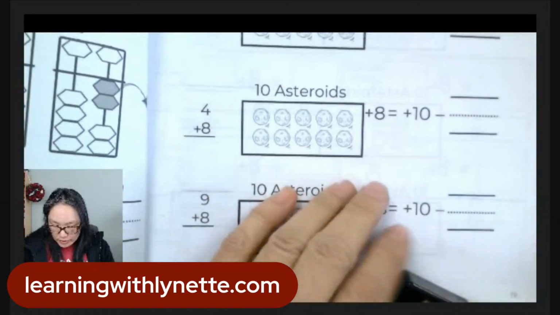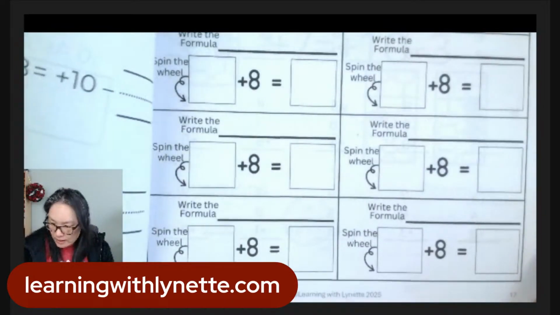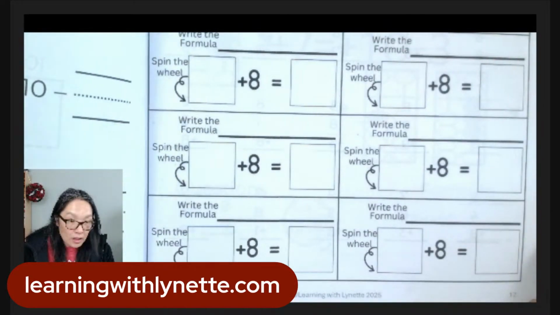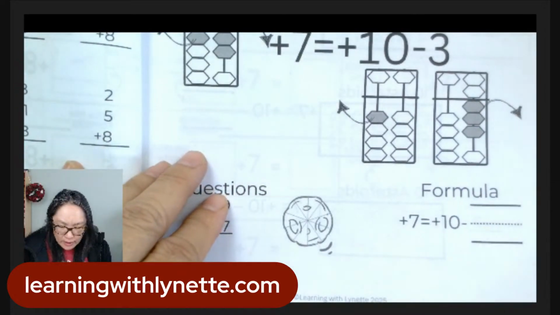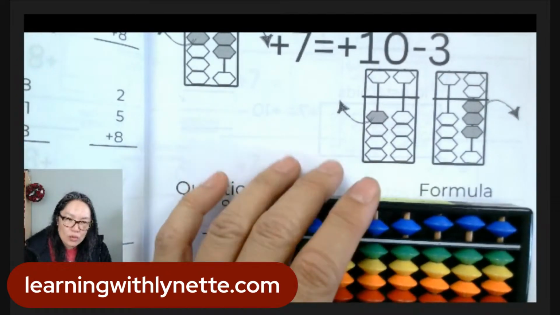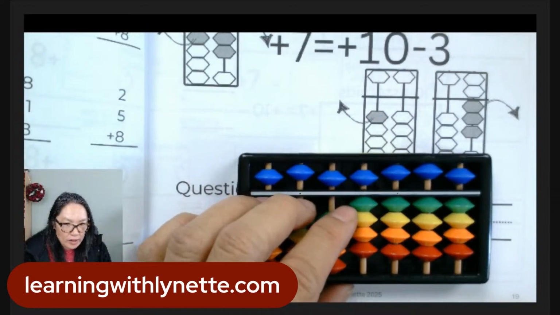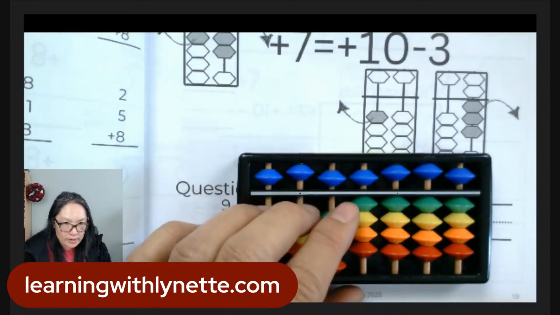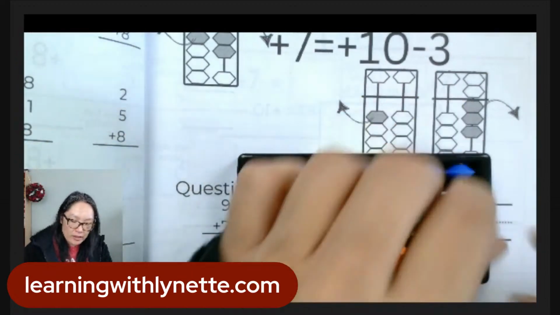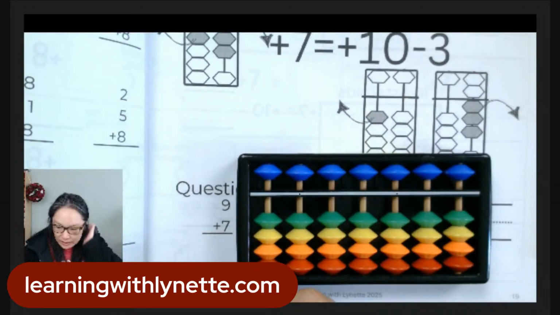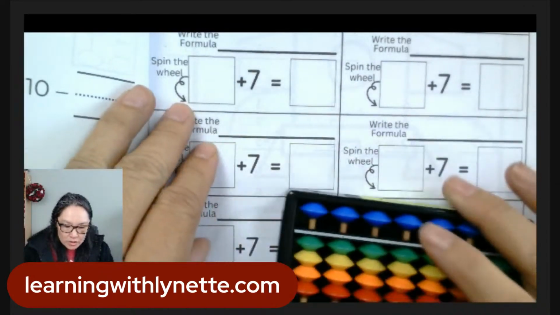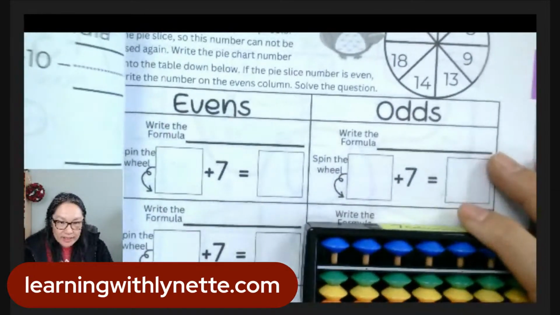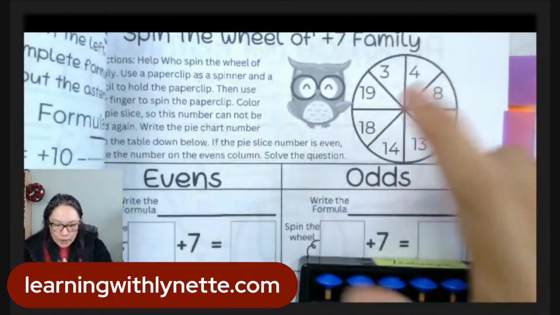So what we're going to do is look into... I have a question. Do you know how to use the abacus or not? Because it would depend on how difficult the question would be. That's the reason why. So here's a little activity that I made.